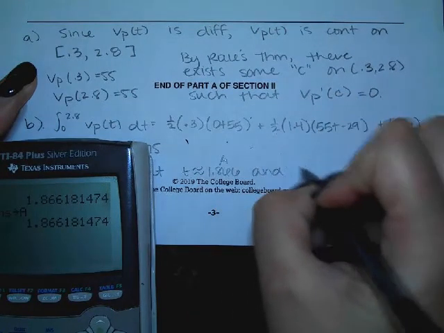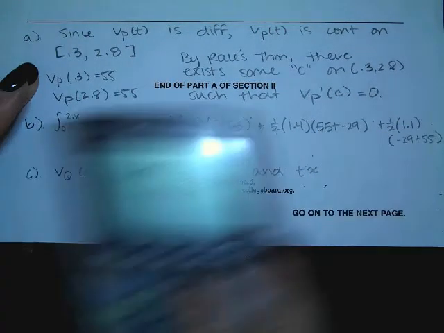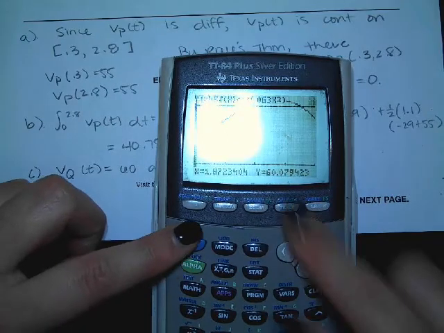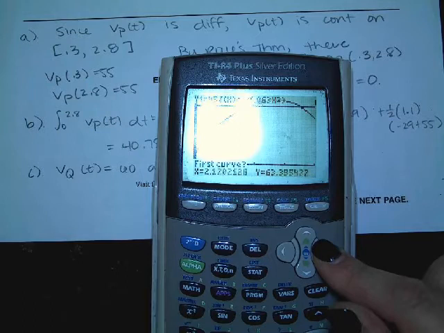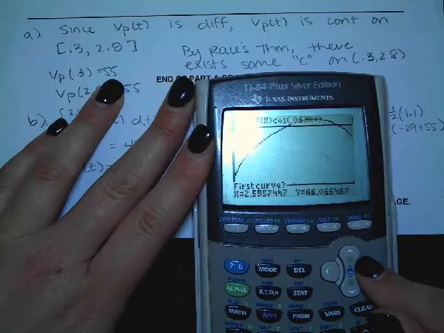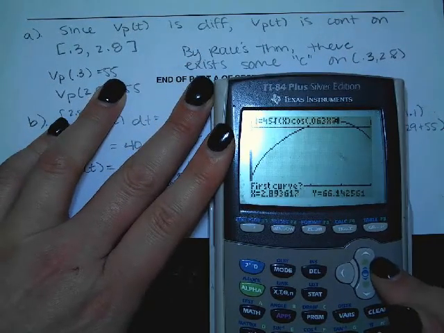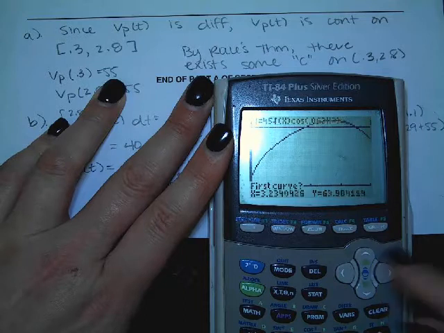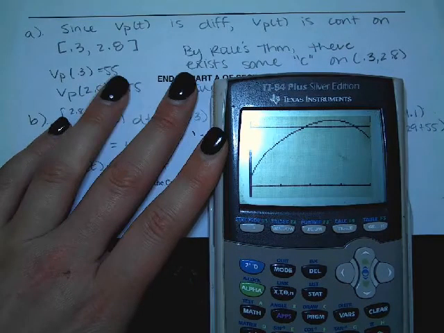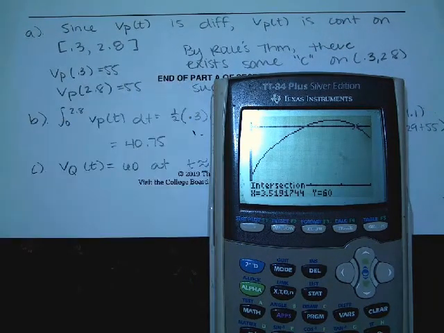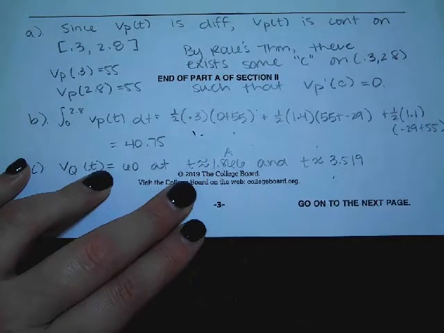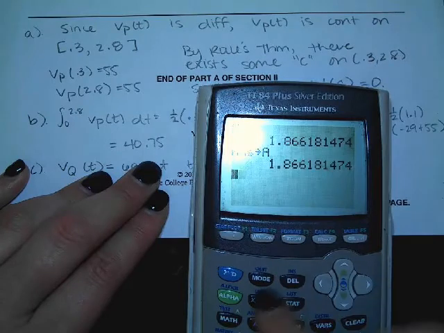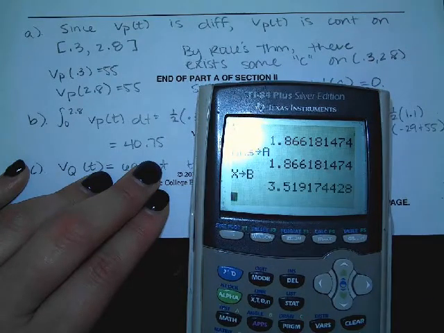And then there was another value where it was 60. So go ahead and scroll over to that other intersection, 3.519. And then I'm going to do the same thing. I'm going to store it as B.